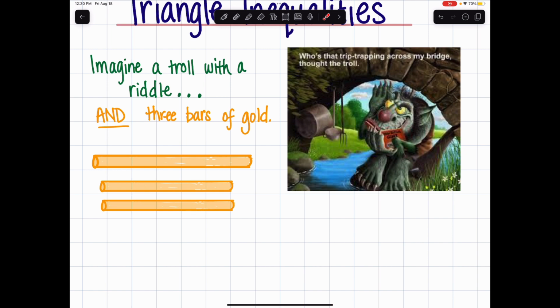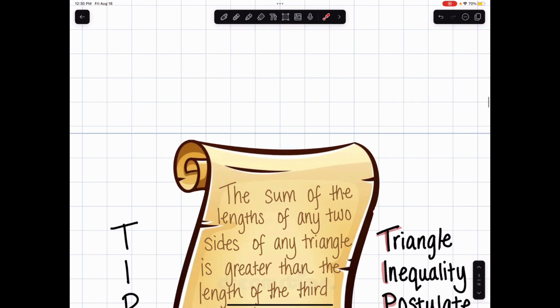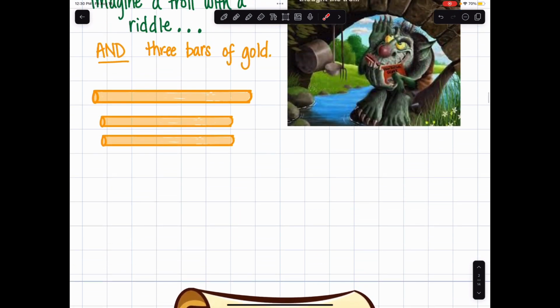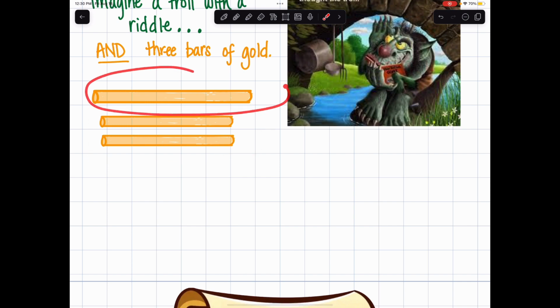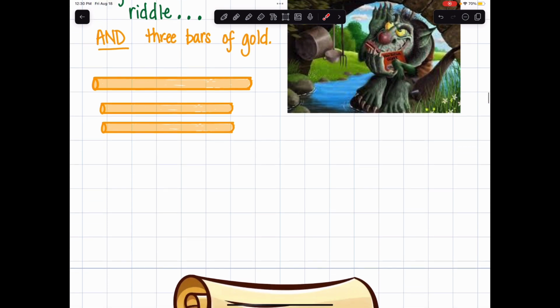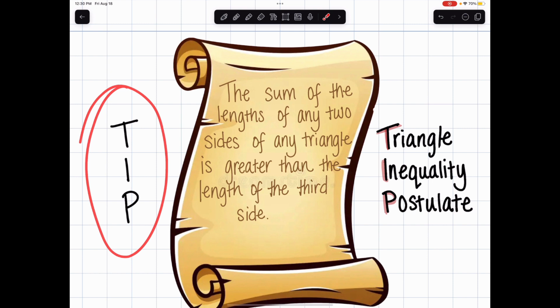Well, here is the answer, the solution to the riddle. And the solution is that you are always better off taking 2 bars than 1 bar. There is no triangle that you can make where one side of the triangle is longer than both of the other sides put together. Isn't that cool? So there's a tip for you if you ever run into a troll guarding a bridge and he asks you this riddle. Here's what they said in the book.